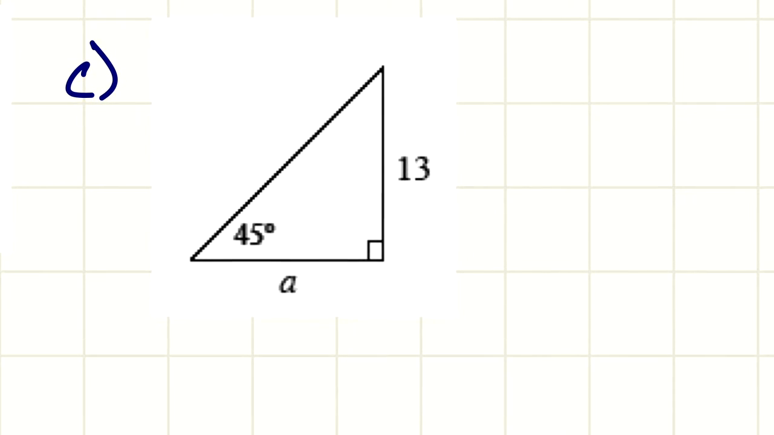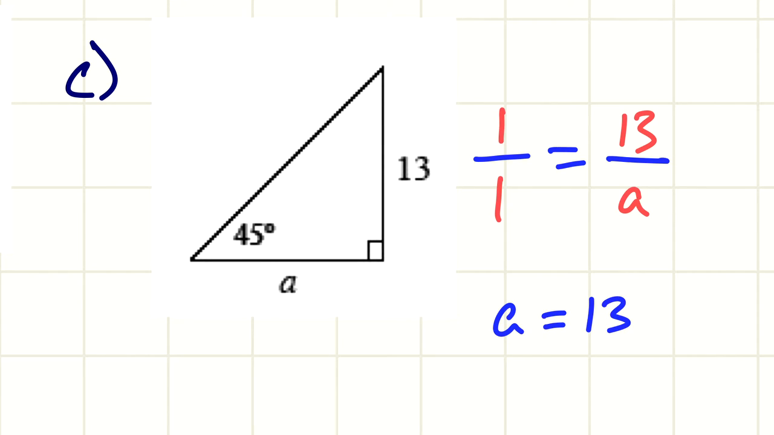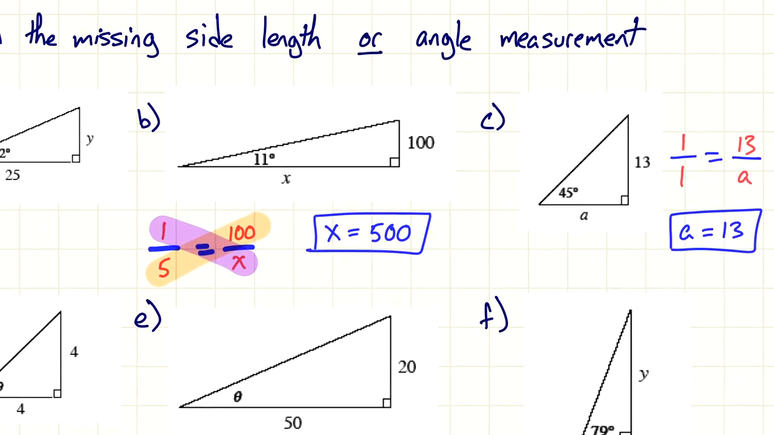And then C, same idea. We notice there's a 45-degree angle here. That was on our list as well. So when we set up our proportion, 45 degrees, I think I remember this one. This is 1/1. And in this triangle, rise is 13, and the run is going to be A. So this is going to be A. And then when we cross multiply these, we would end up with A equals 13, which makes sense because 13 over 13 would reduce to 1 over 1. All right, so that wasn't too bad. All right, so hopefully you're getting these right so far if you tried this before.